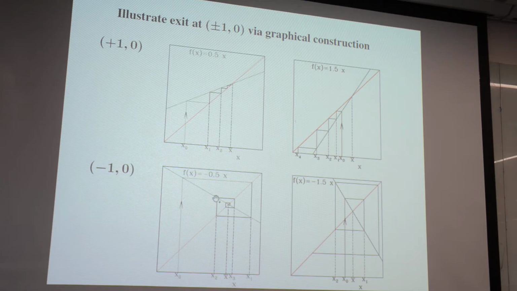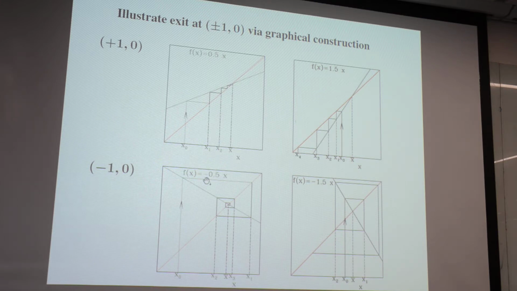We go vertically to the black line, horizontally to the red line, and so on. And we see that we're going towards the fixed point x bar. But we're doing it in an oscillatory manner, and that goes along with the fact that there's a minus here. We're changing sign.